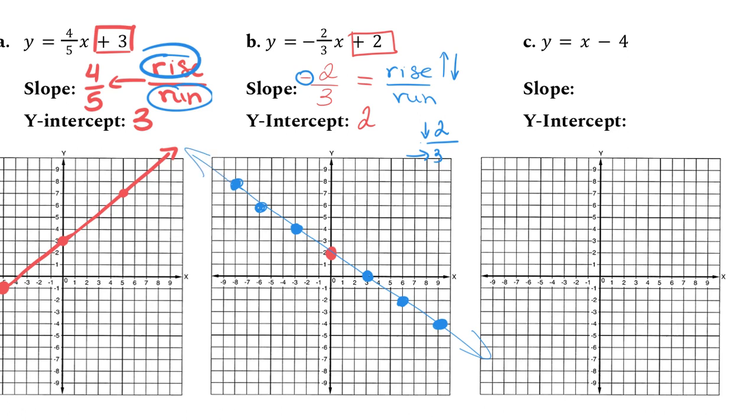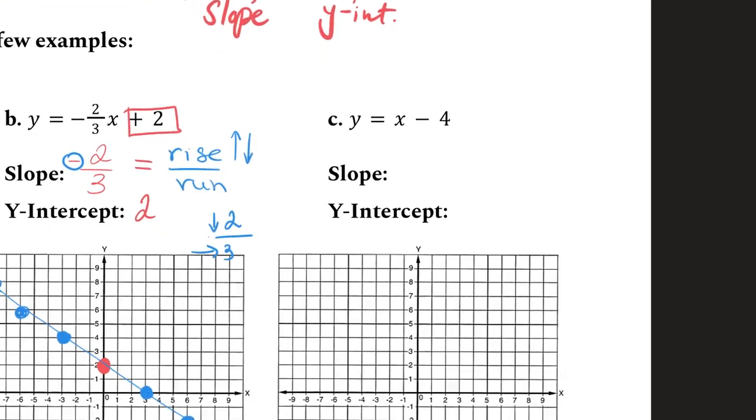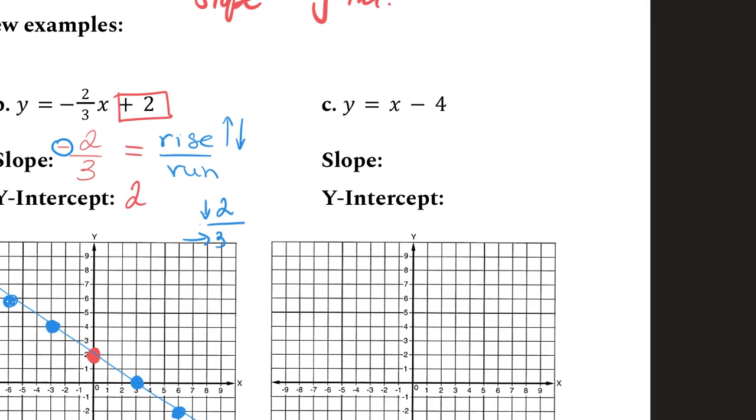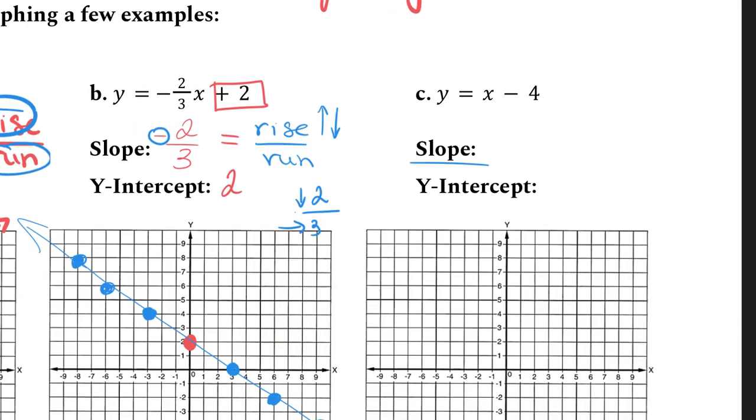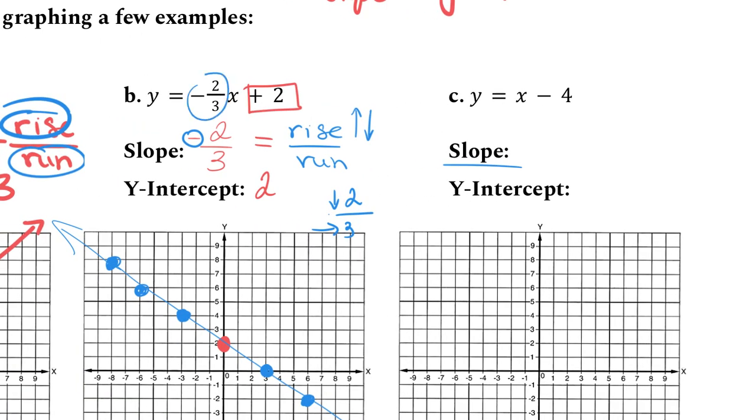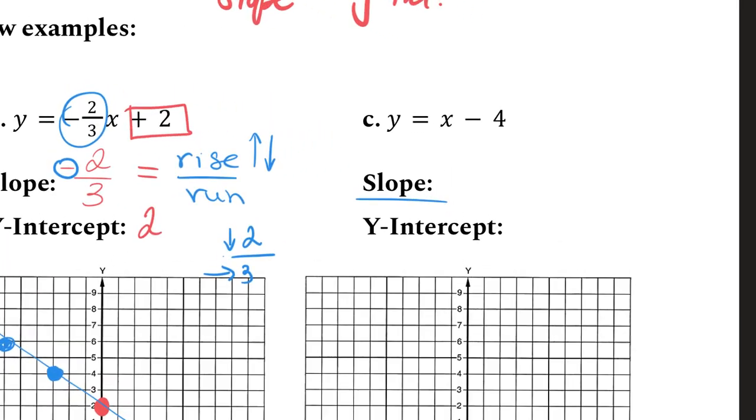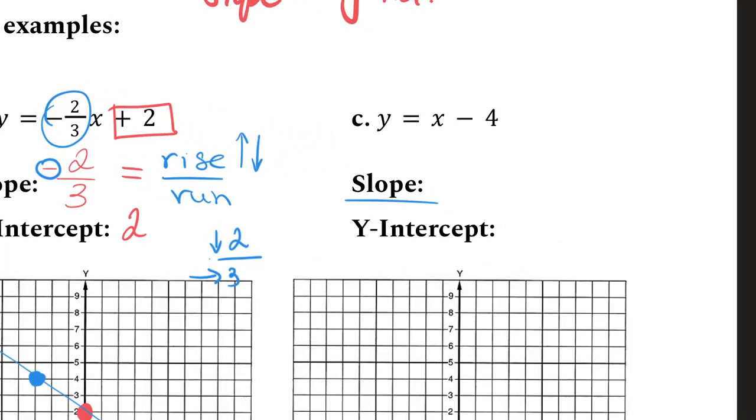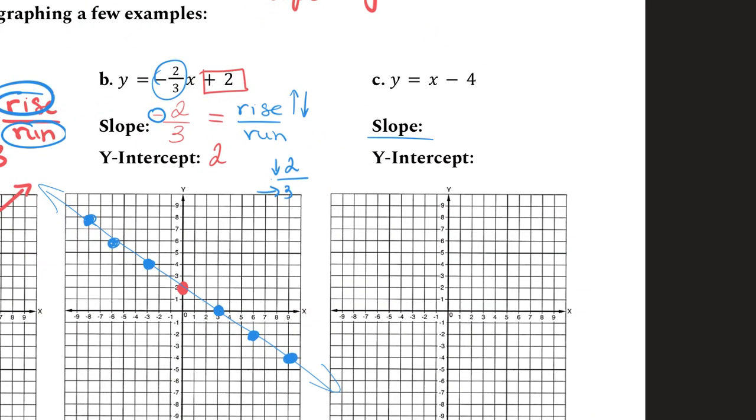All right, so let's do this one now. y equals x minus 4. So what is our slope? Well, remember, we said our slope is the number in front of x, so over here it was negative 2 over 3. Well, here's the thing. I don't see a number in front of x. So what does that mean when we don't actually have a number in front of x? Well, remember, it is 1. So what is our slope? We have a slope of 1.